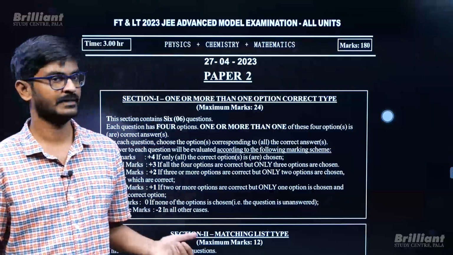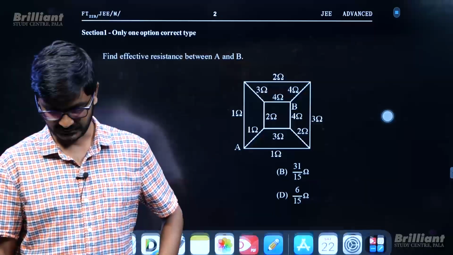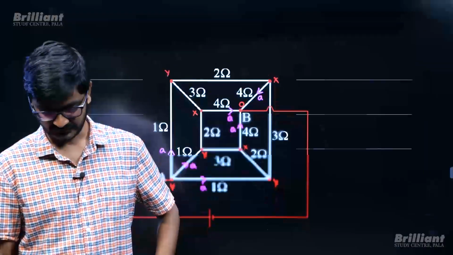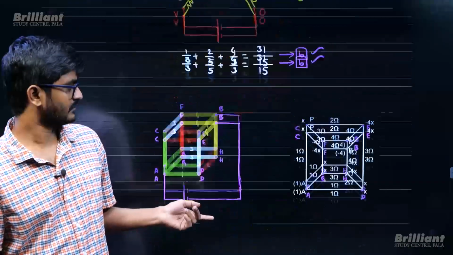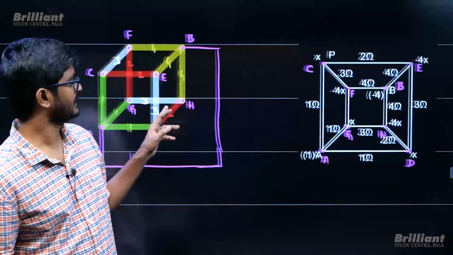Okay, we'll be going with the second paper. You can look into the first question. The first question is something like this. We need to find the equivalent resistance. So that's the first question. Maybe we can redraw the figure. When you redraw the figure, it is going to look like this.